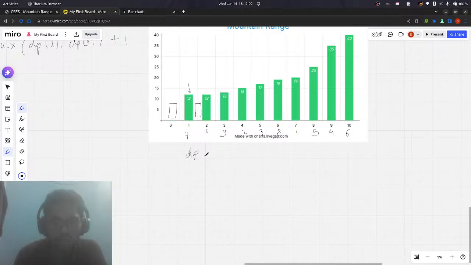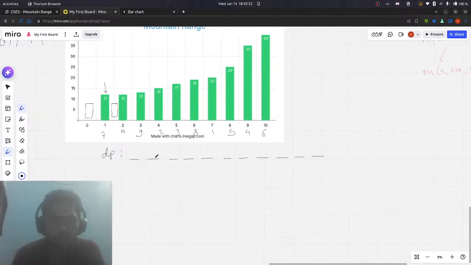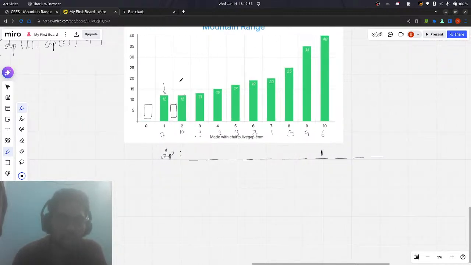I'm storing it like this. Okay, so 1, 2, 3, 4, 5, 6, 7. It will be 1. Okay, and then we will go to here, and we can see the same thing happening, so it will be 1 only.